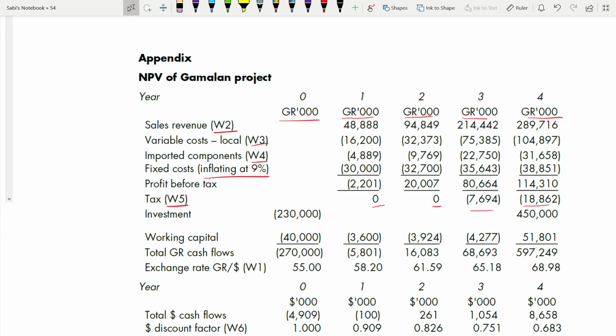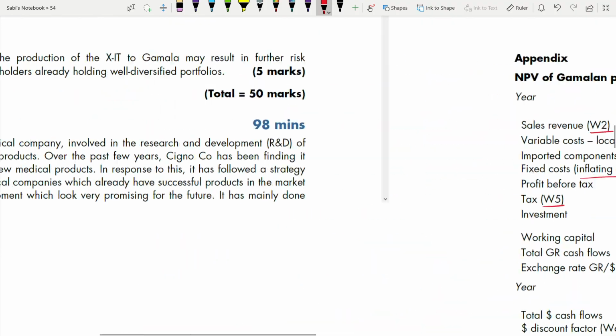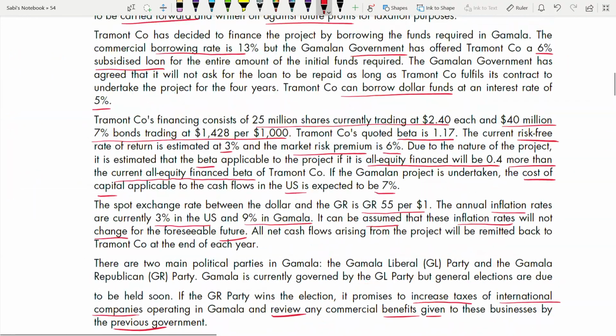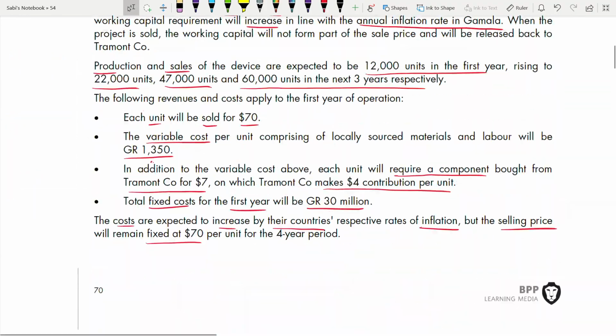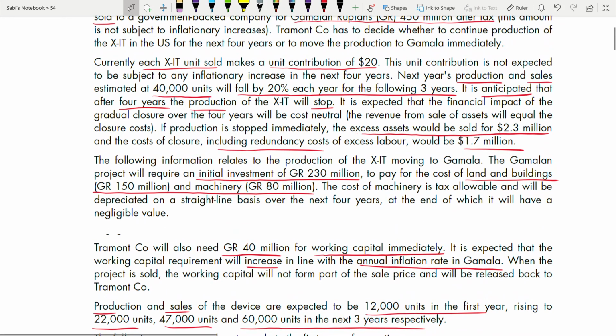What is your investment? Land and building plus the machinery, which is 230,000. So 230,000 is your investment. Out of that 230,000, you can see 450,000 in the fourth year. Why this 450,000 in the fourth year? From where is that 450,000 coming?